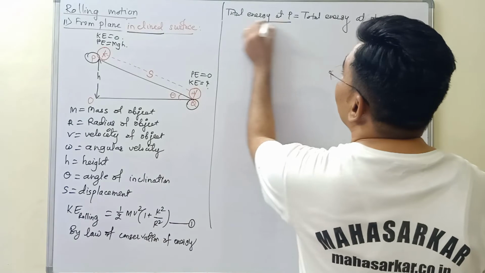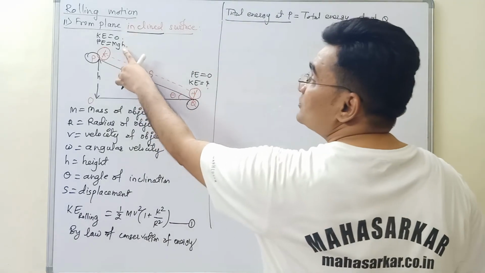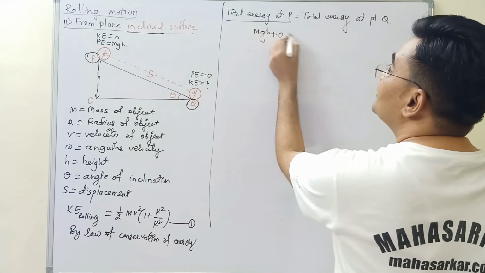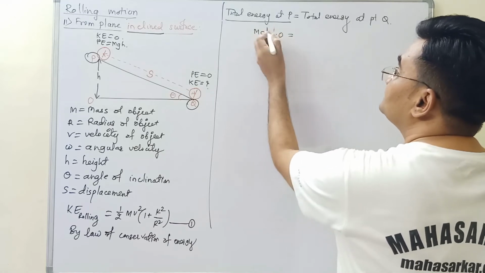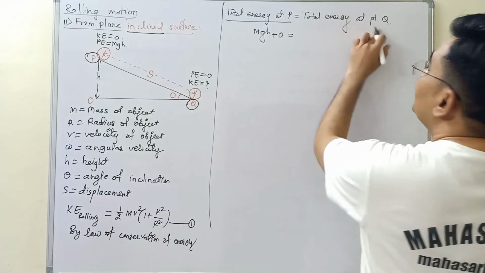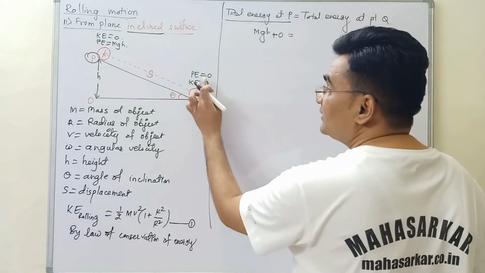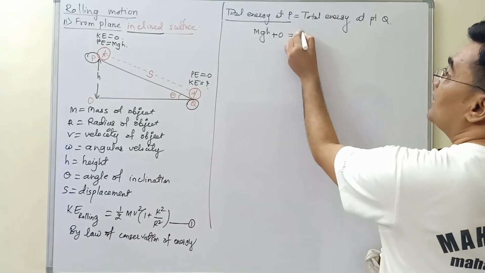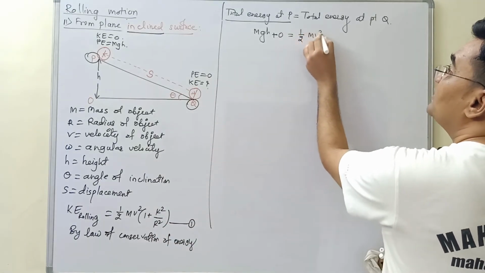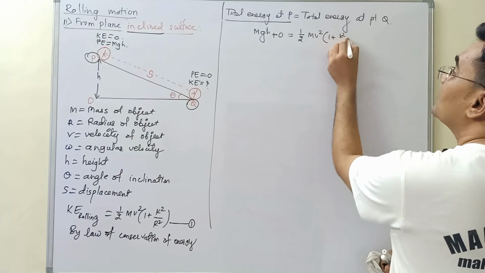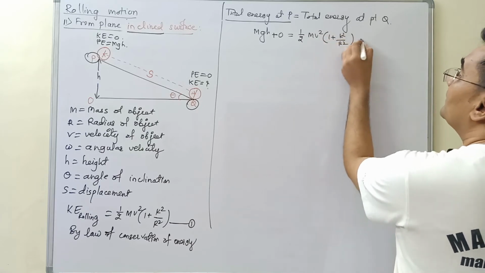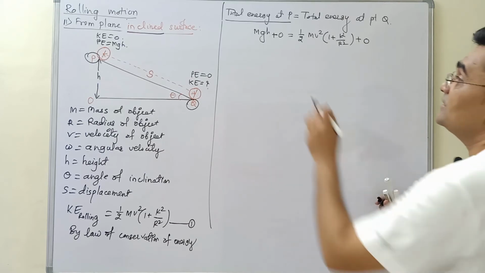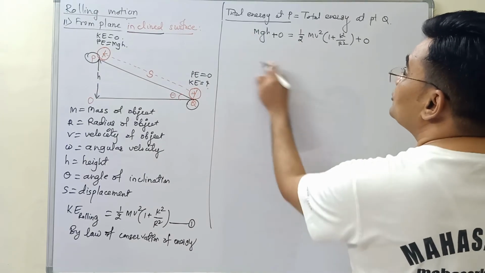Look, total energy at point P is kinetic energy plus potential energy. So that is nothing but potential energy, mgh plus 0, equal to total energy at point Q, potential energy plus kinetic energy, but potential energy is 0, so kinetic energy, that is half mv square (1 plus k square upon r square) plus 0. Let's simplify. So see, m gets cancelled on both sides and this 2 will be shifted here.